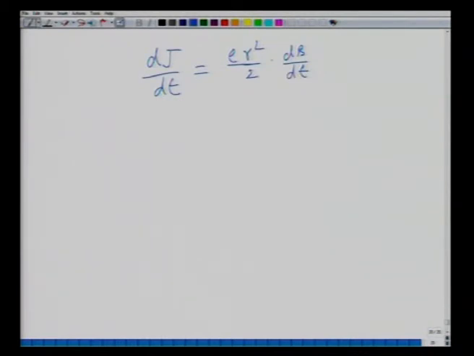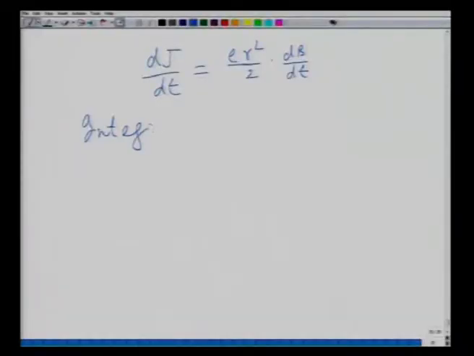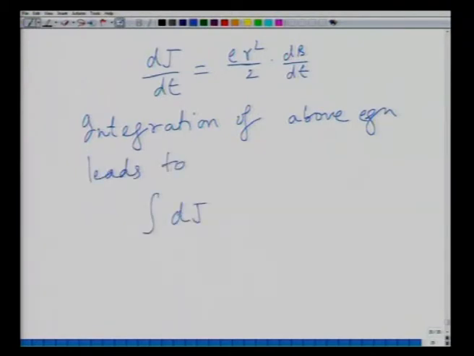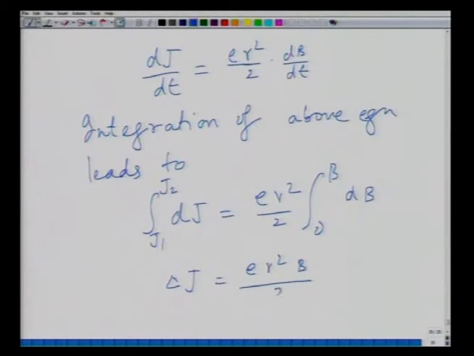Now, you need to integrate this equation. Integrating, j will of course change from j1 to j2, and B will change from 0 to B. So, essentially you have the integral of dj from j1 to j2 equal to E r square by 2, which is constant, times the integral of dB from 0 to B, and this gives rise to delta j equal to E r square B by 2.